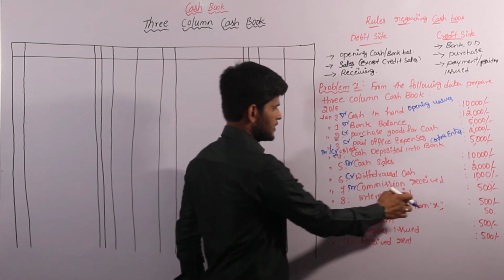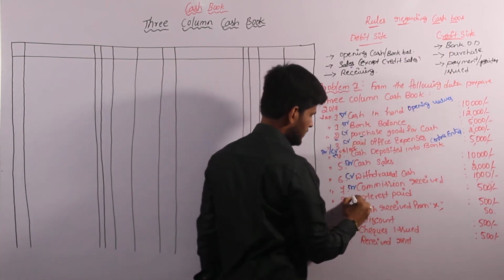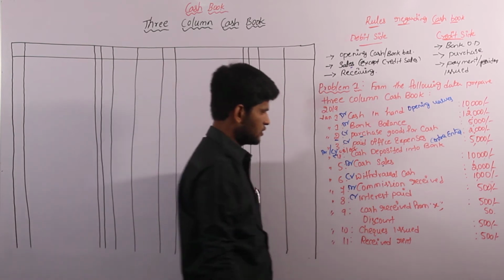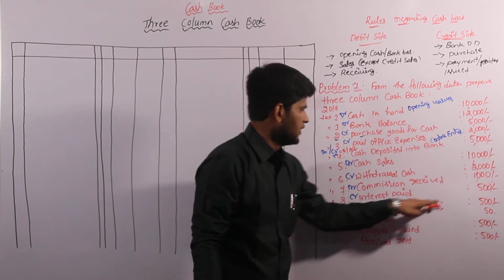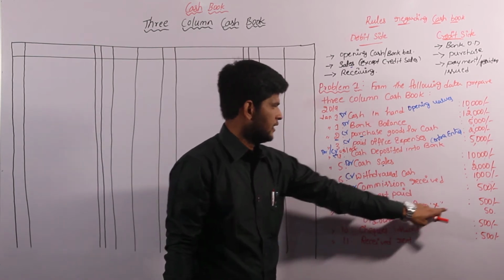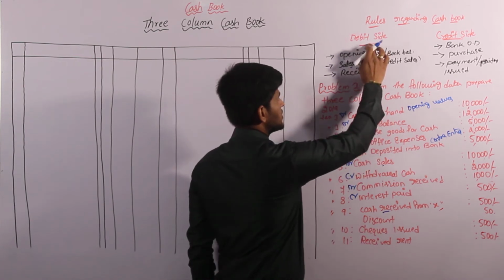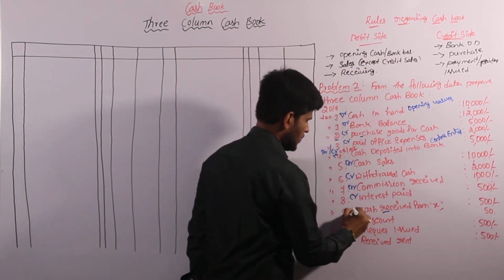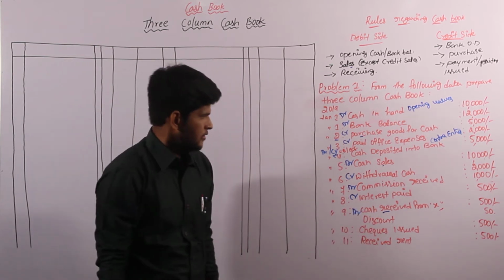Next one, interest to pay. Pay means payment. Payment is on the credit side. Next one, cash received from X 500, discount 50. We are receiving cash from X, 500, and discount 50. Receiving is on the debit side of cash book. In the particular discount column we have to enter the given amount.